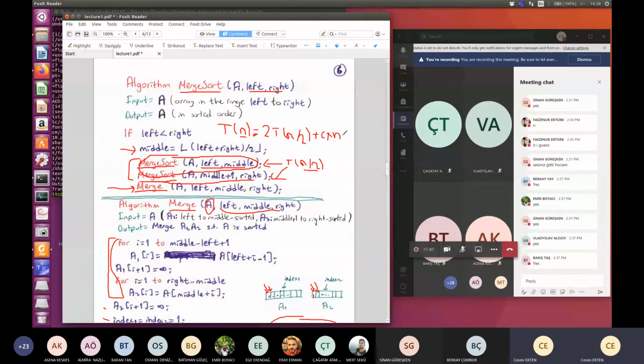We could write in here plus a constant to account for the operation in here and the comparison in here. But since constant times n already is bigger than simply a constant, this accounts for it already. So the recurrence relation describing the running time of our merge sort algorithm is this. T of n is equal to 2 times T of n divided by 2 plus some constant times n. Is this recurrence relation clear? Is it clear how we have found this recurrence relation?